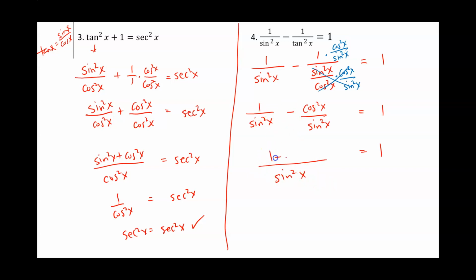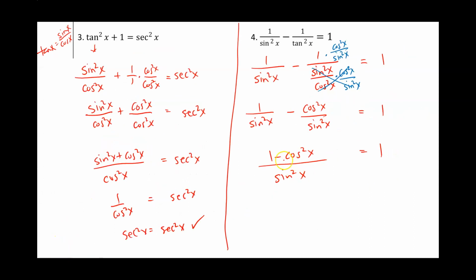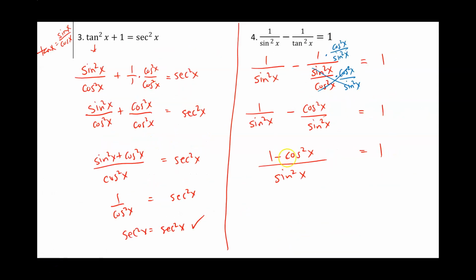On the numerator, I have 1 minus cosine squared of x. Now let's go back to our identities. 1 minus sine squared of x, guess what it equals? It equals cos squared of x. So 1 minus cos squared of x equals sine squared of x. So I'm going to replace 1 minus cos squared of x with sine squared of x.